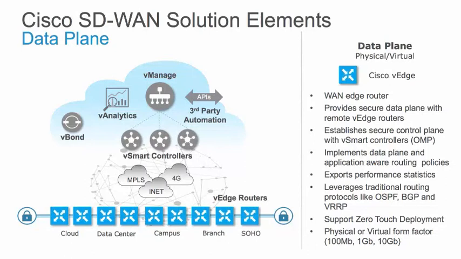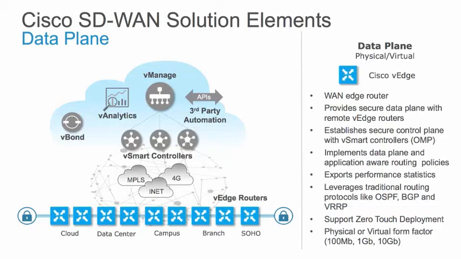And finally, the data plane. The data plane in Cisco terminology is called Cisco vEdge. This could be either physical or virtual. The job of the data plane is to act as an edge router. It provides a secure data plane with remote vEdges, establishes a secure control connection with the vSmart controller, and implements all the data policies and application-aware routing policies.